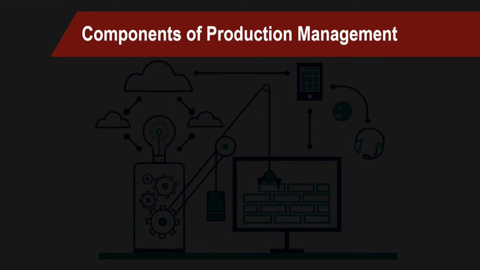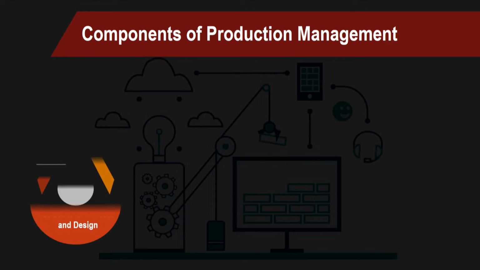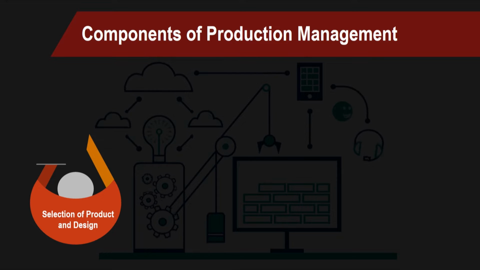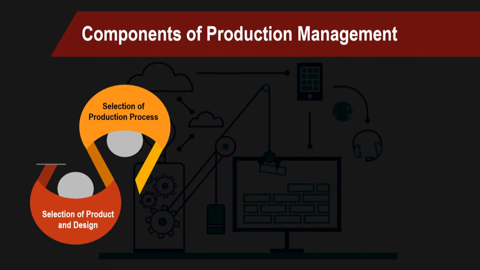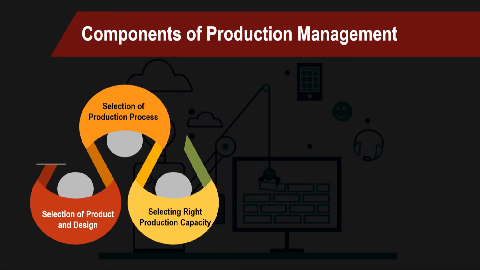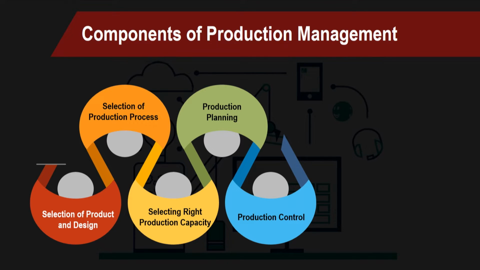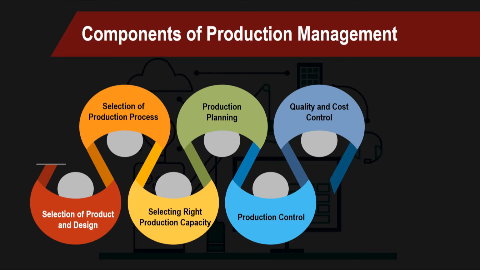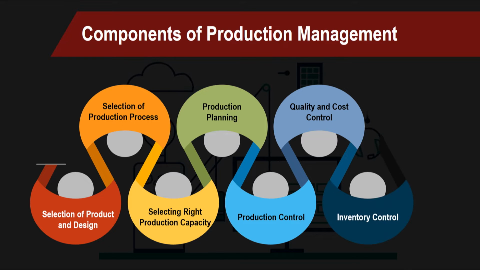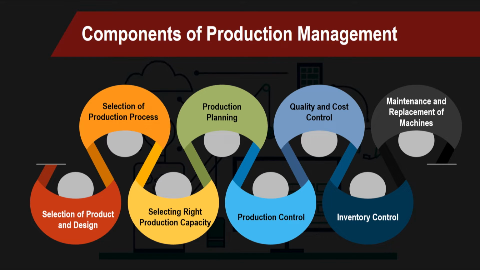Now, what are the different components of production management? The components or the functions of production management are selection of the product and the design, then selection of the production process, selecting right production capacity, production planning, production control, quality and cost control, inventory control and the maintenance and replacement of the machines.